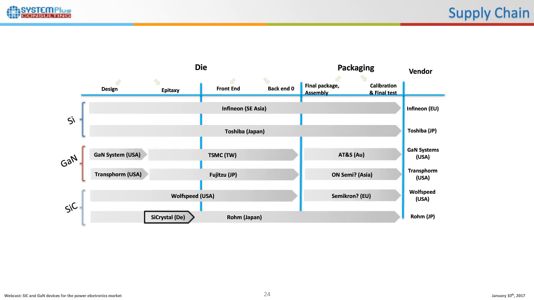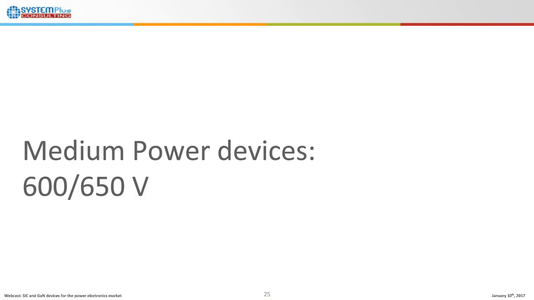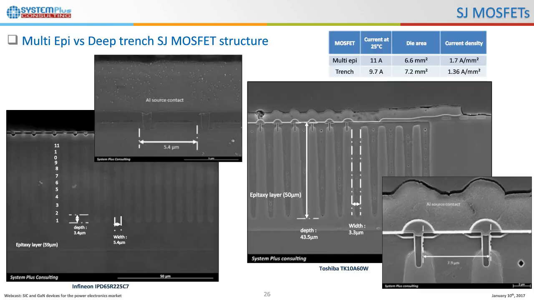So let's start to see the differences in technology and cost of medium power devices, so 600 volt. First of all, to recap, in a 600 volt super junction MOSFET, we have two main technologies in our components: the multi-epitaxial structures and the deep trench structures. In the first picture, you see the multi-epi structure by Infineon. You will see a big thick epitaxial layer and many deep implantations. In that case, the latest version of Infineon has 11 implantations.